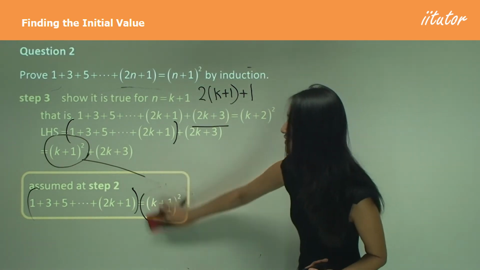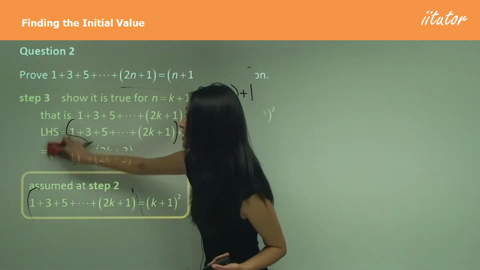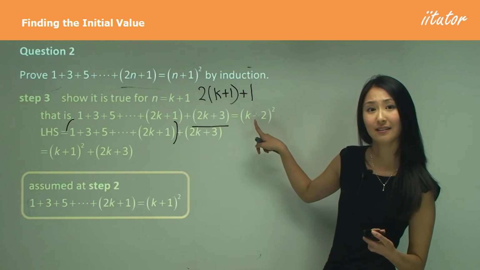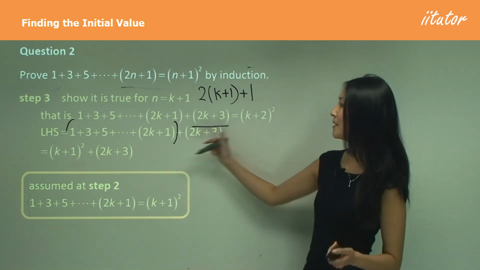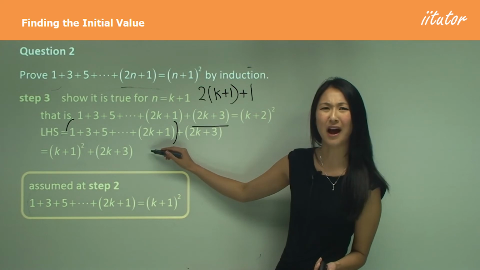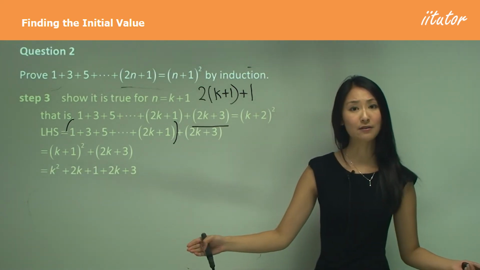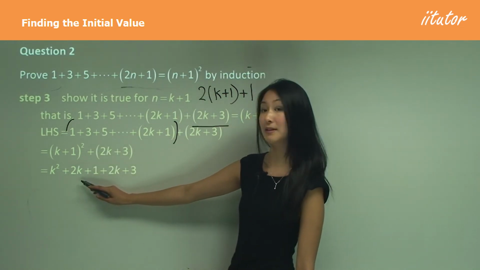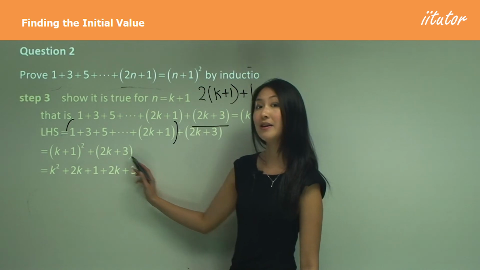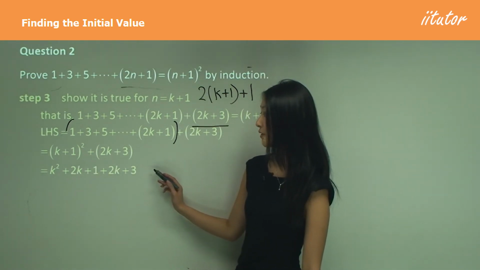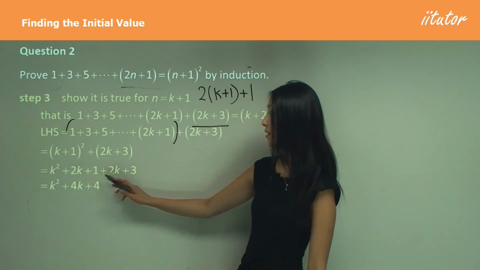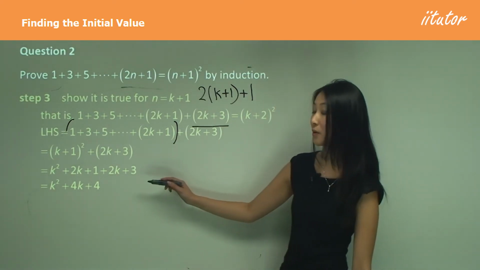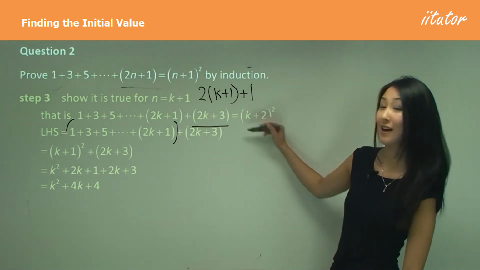And you always want to keep in mind, what am I actually doing here? What I want to do is make this look like the right-hand side, right? So always keep that in mind. How am I going to do that? Well, there's nothing I can really factorize here, so I know I need to expand first. So expanding k plus 1 squared, that becomes k squared plus 2k plus 1, okay? And now I'm just going to simplify that. So 2k plus 2k gives me 4k, 1 plus 3 gives me the 4. So now I have k squared plus 4k plus 4, which looks very similar to this, doesn't it?